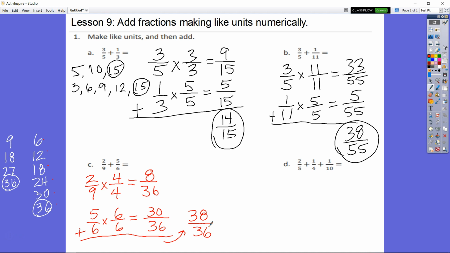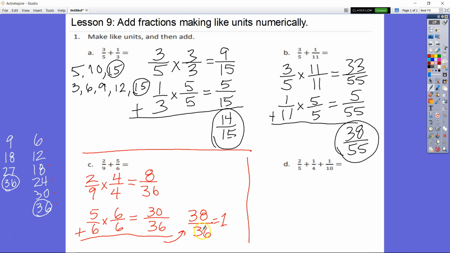Now, of course, we could leave the answer like this because the directions didn't ask us to simplify or turn our improper fractions to mixed numbers, but just for the time being, we'll go ahead and simplify, change our improper fraction to a mixed number rather. So we know that we can get one set of 36 out of 38.